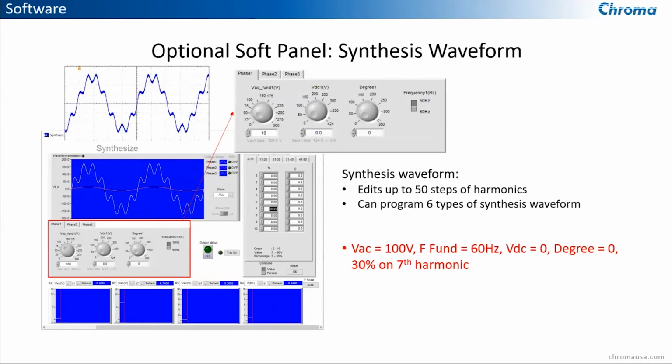The synthesis waveform function can be used to create complex waveforms. The harmonic components range up to the 50th orders, with the fundamental frequencies limited to 50 or 60 hertz. The user can program 6 types of synthesis waveforms to execute or save for a later time. In this example, I set the VAC at 100 volts, the fundamental frequency at 60 hertz, VDC to 0, and I injected 30% on the 7th harmonic.